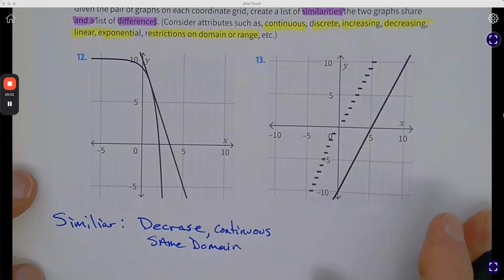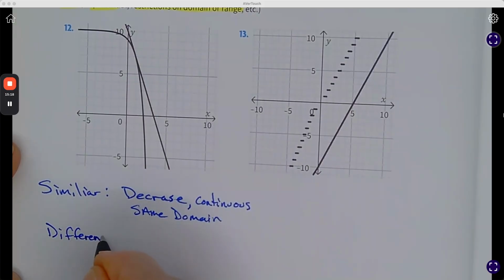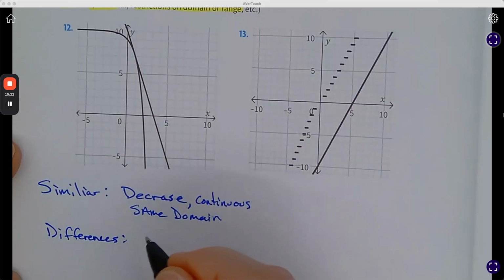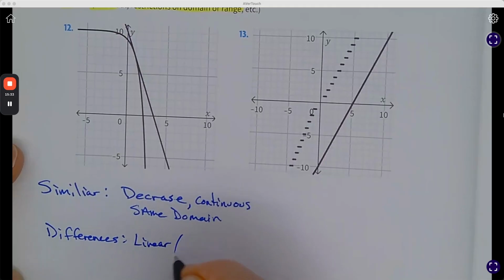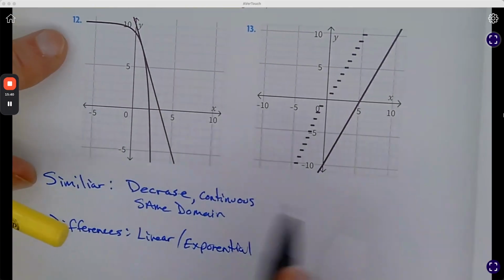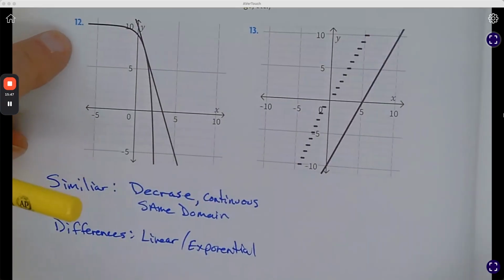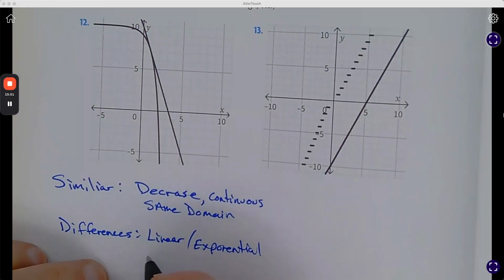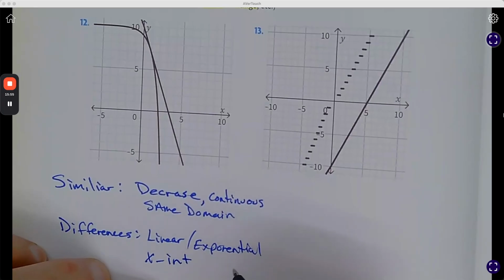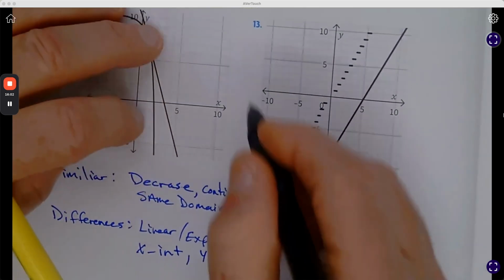Okay, good. Now let's talk about differences. Well, one of them's linear and the other one's exponential. So one is linear and one is exponential. Their ranges are different. Maybe not. I'm not going to say that. I'm not sure that that's true. They have different x and y intercepts. So the x-intercepts are different, and the y-intercept is different. Okay? That looks good.